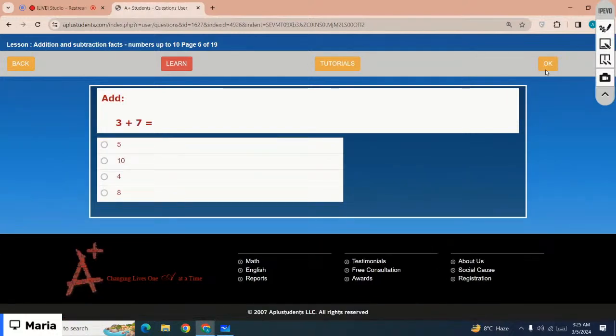3 plus 7 equals, the correct option is 10, right? 3 plus 7 equals 10. Okay, you can complete the lesson by yourself later today because that is very easy. You simply have to add or subtract. So I'm going to start the next one, right?